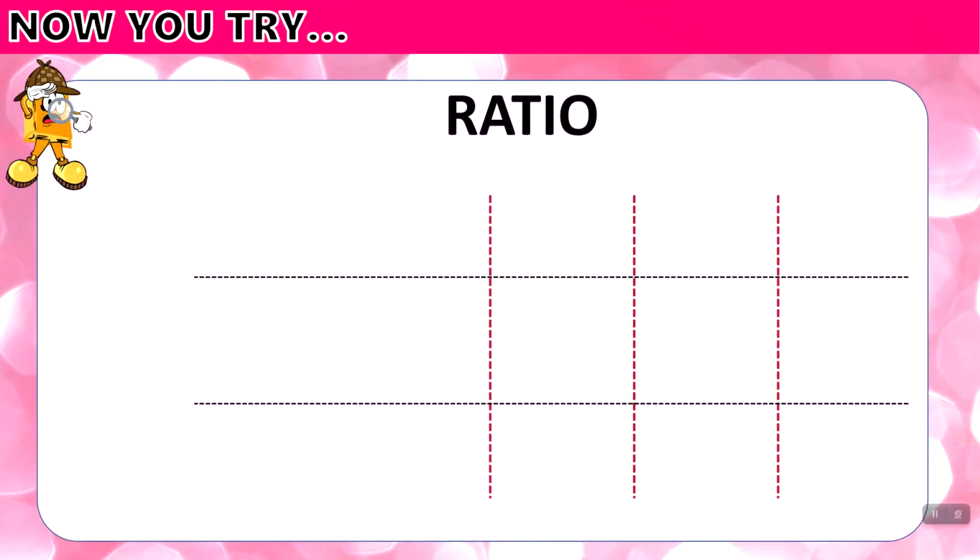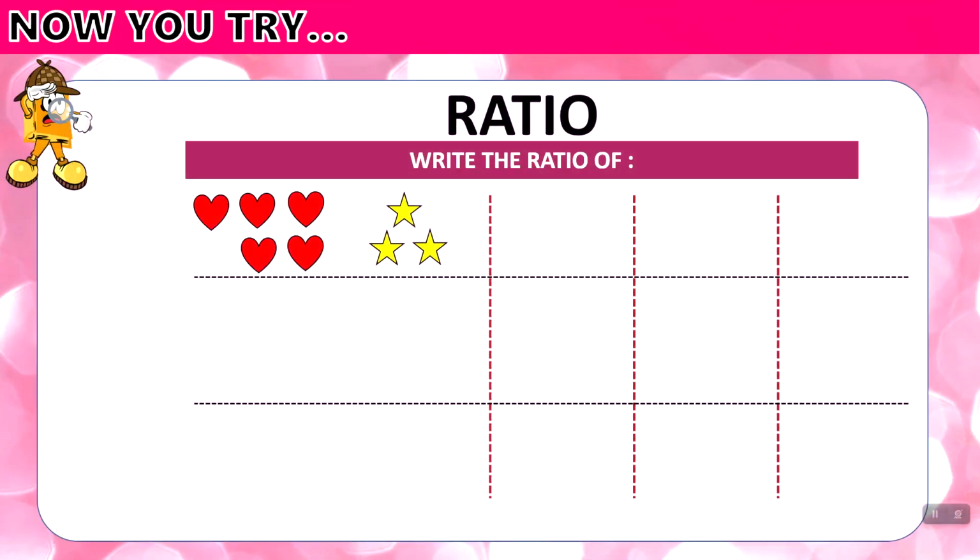Now let's put this into practice. Write the ratio of hearts to stars. So we count the hearts. We can see that there are 5. We count the stars, there are 3. So the ratio is 5 to 3. This is using the word to. Now let's write it with a colon, 5 to 3. And as a fraction, 5 over 3.